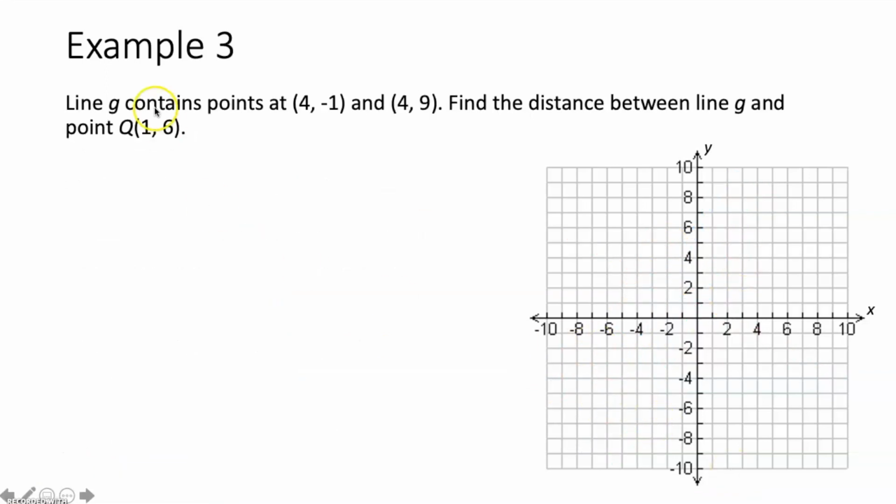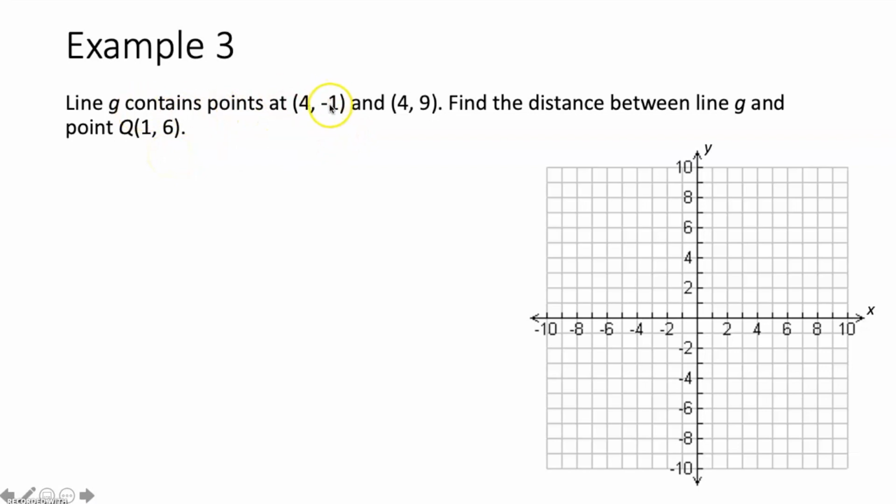Now example 3 says line G contains points at 4, -1 and 4, 9. Find the distance between line G and point Q at 1, 6. Okay, so this is very similar to example 1 where you have a line and a point not on the line, and we want the distance between those two. Let's start by graphing them.